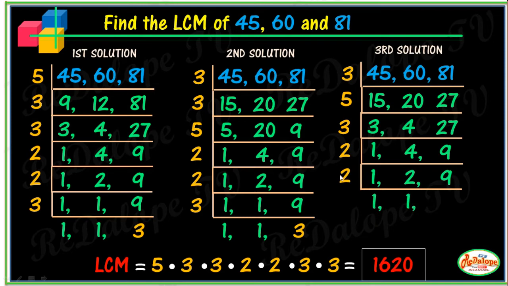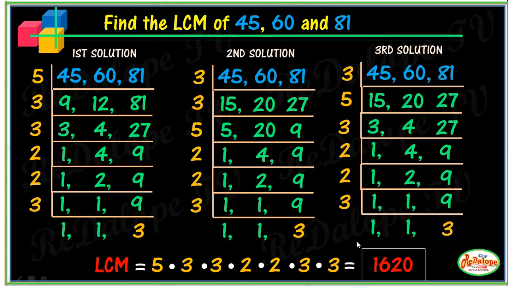9 divided by 2, it cannot be, so bring it down here. Then 9 can be divided by 3. Continue the process, so we have 3. 1 divided by 3, that cannot be, so bring it down 1. 1 divided by 3, so bring it down 1 here again. 9 can be divided by 3, so that is simply 3.